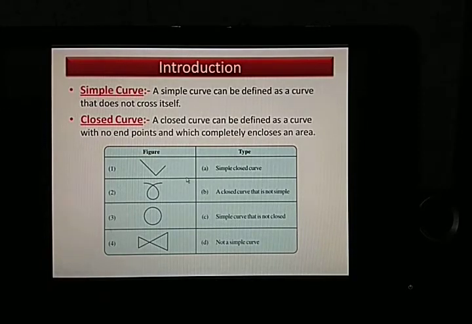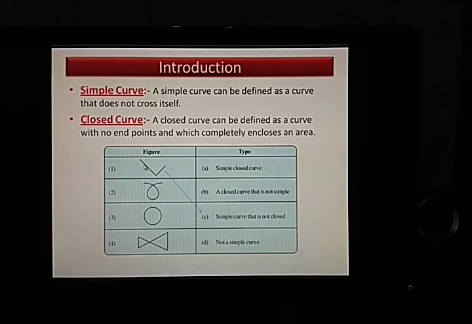So let us begin. In the first figure you can see this is a simple curve that is not closed. Why is it a simple curve? Because it does not cross itself. It has two endpoints.